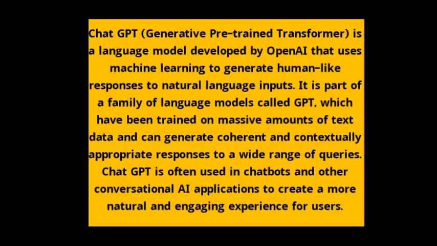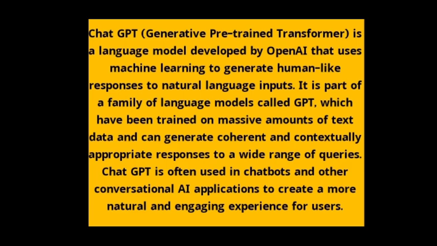ChatGPT, Generative Pre-trained Transformer, is a language model developed by OpenAI that uses machine learning to generate human-like responses to natural language inputs. It is part of a family of language models called GPT, which have been trained on massive amounts of text data and can generate coherent and contextually appropriate responses to a wide range of queries.